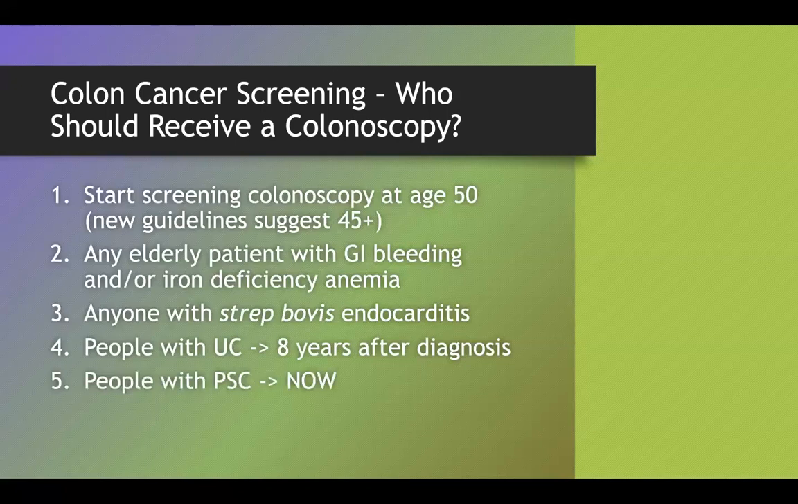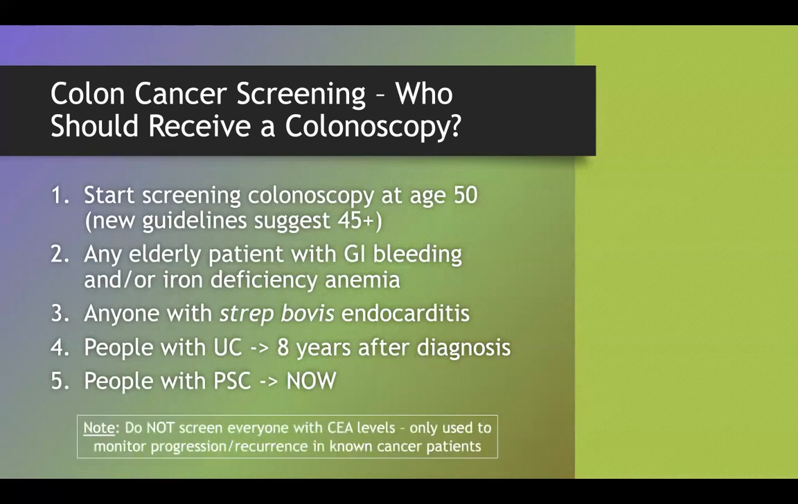Something I haven't mentioned yet is that if somebody has primary sclerosing cholangitis, which is a complication of UC, you need to get a colonoscopy right away because there's a high likelihood that they've had UC for quite some years now, and it could have spread. It could have basically caused colon cancer already at that point.